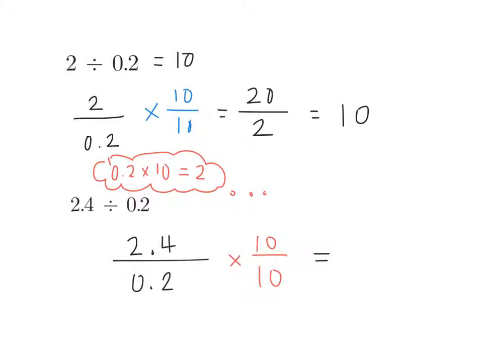What's 2.4 times 10? Okay. What's 0.2 times 10? So I get 24 over 2, which is 24 divided by 2. What's 24 divided by 2? 12. So what's 2.4 divided by 0.2? 12. Very nice.